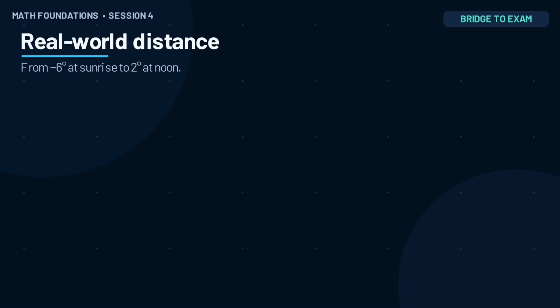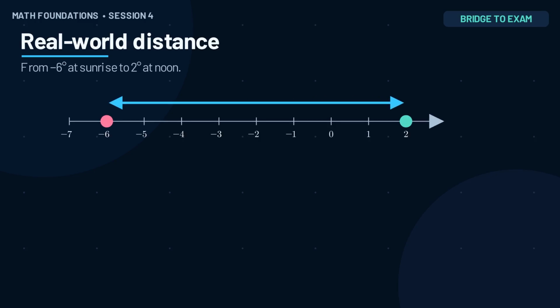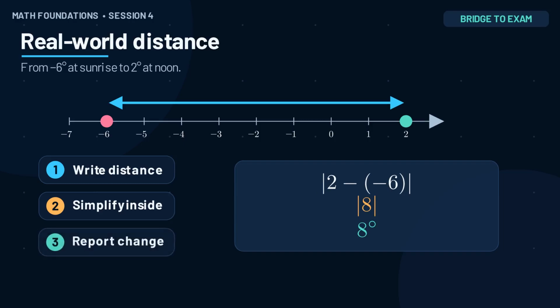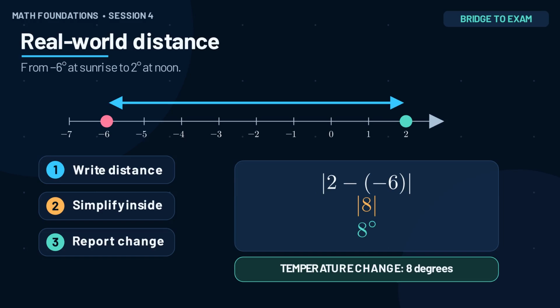At sunrise, the temperature is -6 degrees. By noon, it is +2 degrees. How much did the temperature change? Step 1. Write the distance between the readings. Absolute value of 2 minus -6. Step 2. Simplify inside the bars. 2 minus -6 equals 8. Step 3. Absolute value of 8 is 8. The temperature changed by 8 degrees. Distance gives a non-negative amount of change.